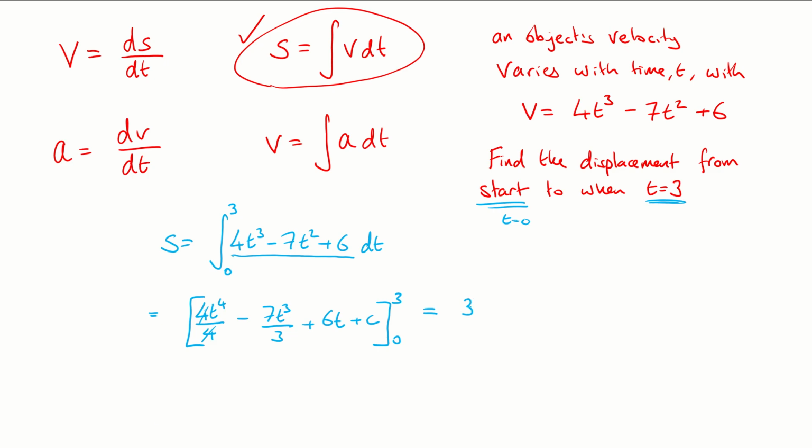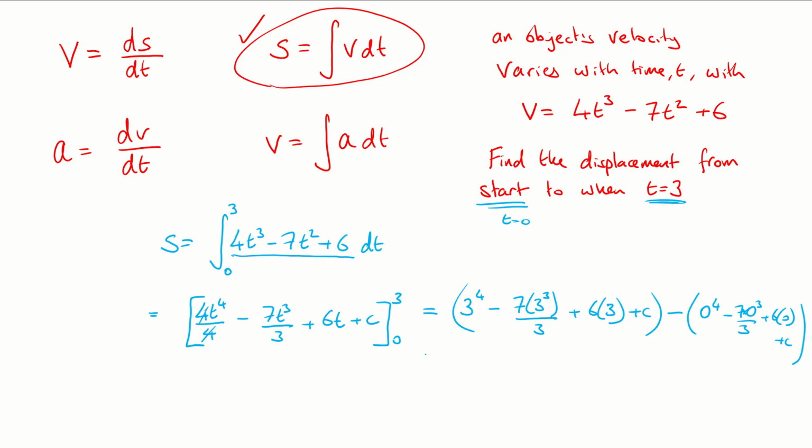So we've got 3 to the power of 4, take away 7 times 3 cubed over 3 plus 6 times 3 plus c. So there's our first bracket. Let's do the second bracket. So this is with zeros. Well, 0 to the 4 minus 7 times 0 cubed over 3 and 6 times 0 plus c.